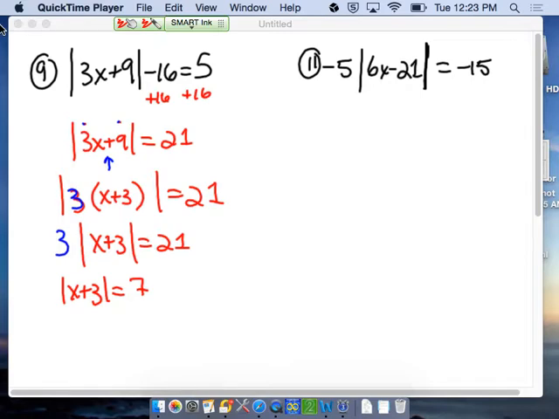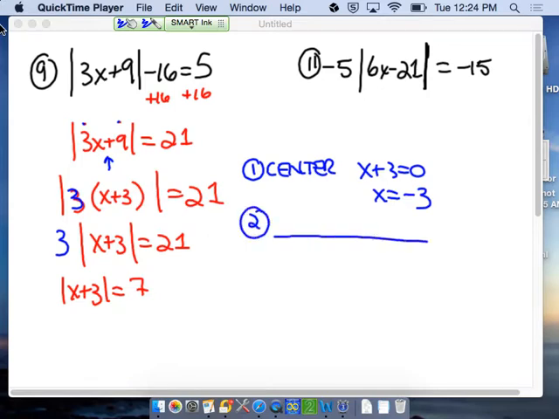Now, for the number line method, what I would need to do is find the center. So this will be step 1. I need to find the center of my number line. So I'm going to take x plus 3 and set it equal to 0. And I'm going to determine that the center of my number line is negative 3. So then in step 2, I draw my number line. It's centered at negative 3.